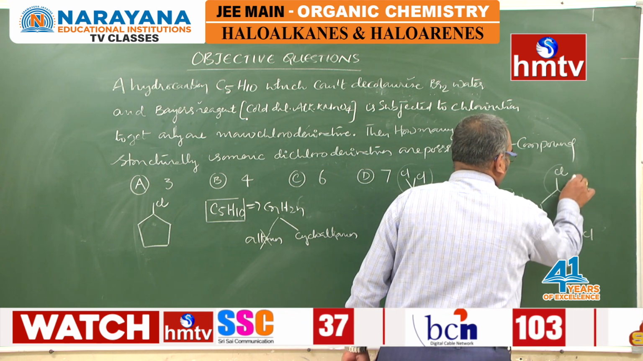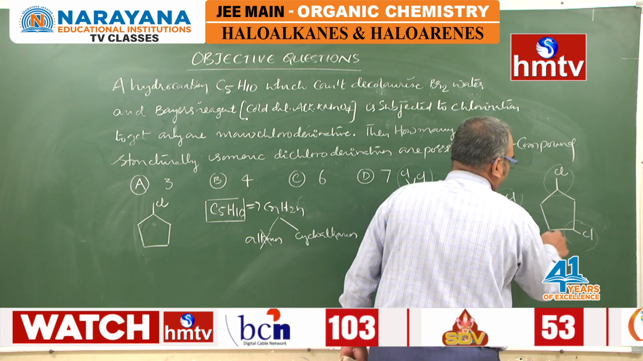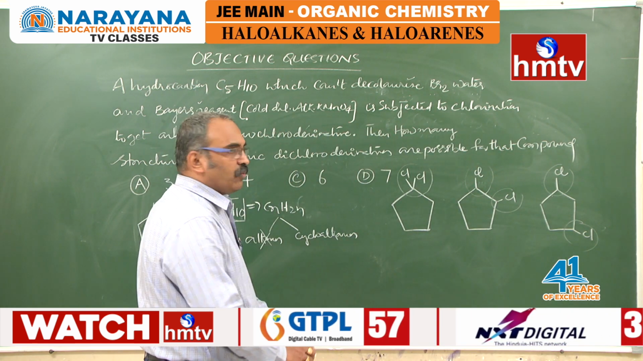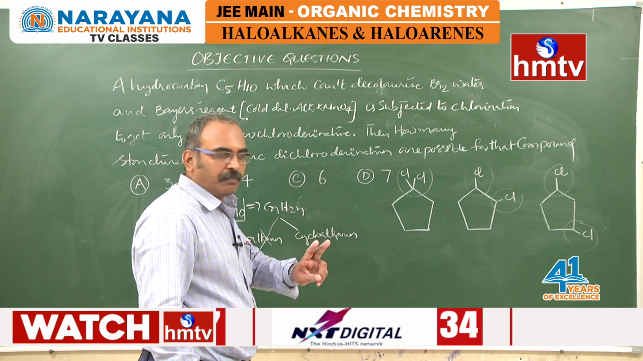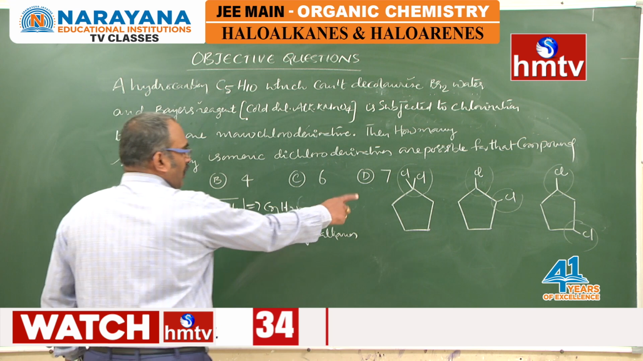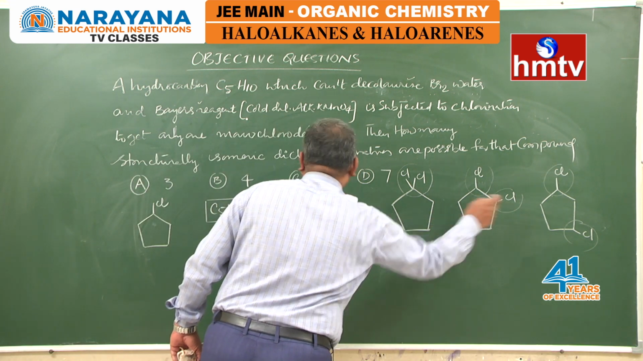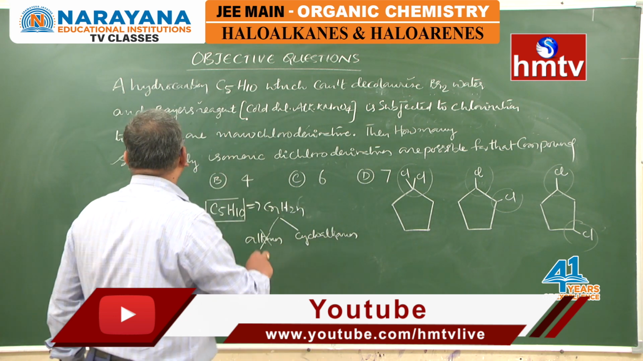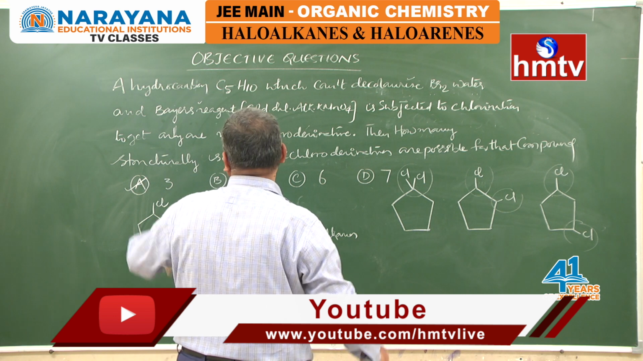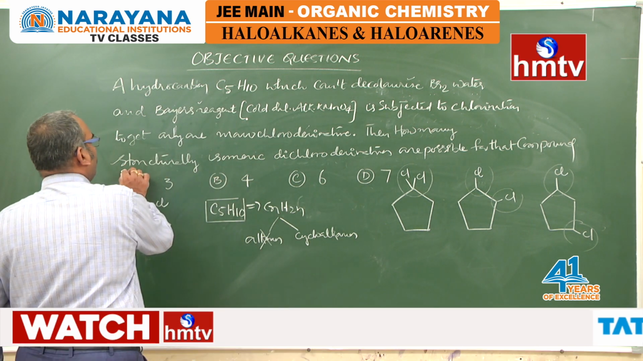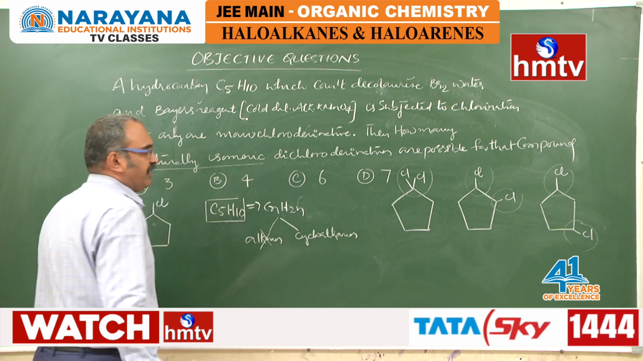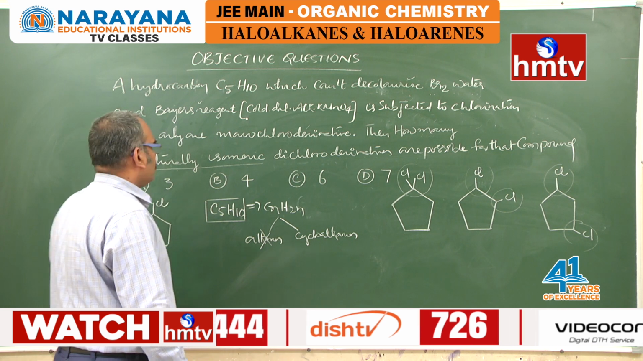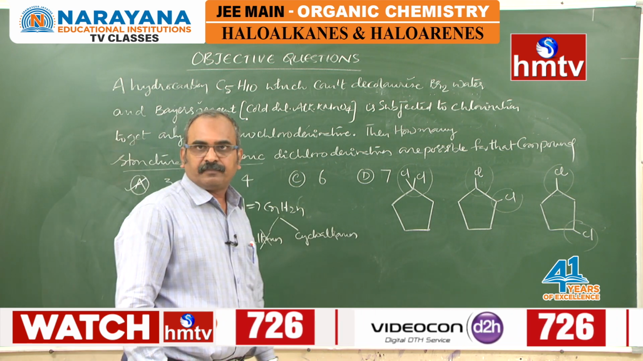This is a dichloro derivative, this is also a dichloro derivative, and this is also a dichloro derivative. If you keep chlorine here, once again you are getting 1,3-dichlorocyclopentane. That's why only 3 dichloro derivatives are possible. So the answer is 3, because I am not considering stereoisomers. I said how many structurally isomeric dichloro derivatives, so only structural isomers you have to consider. These are the 3 cyclopentane derivatives you will get.